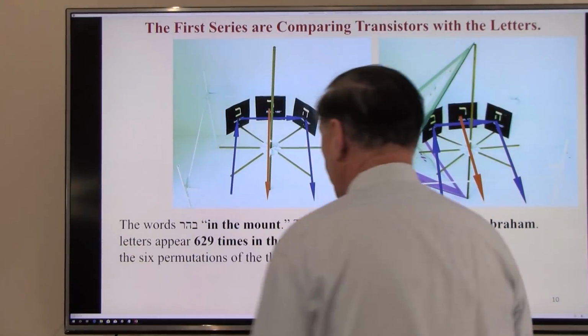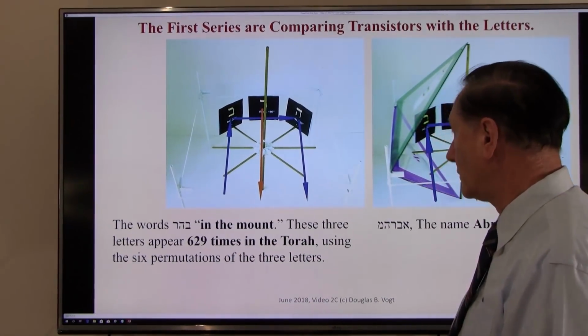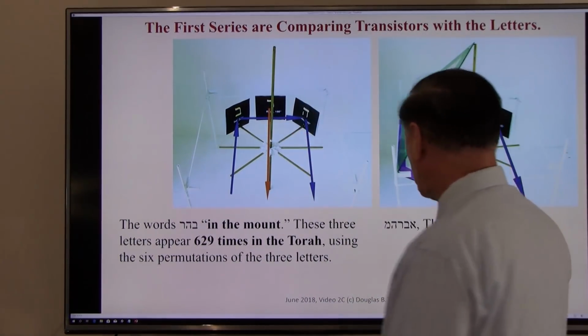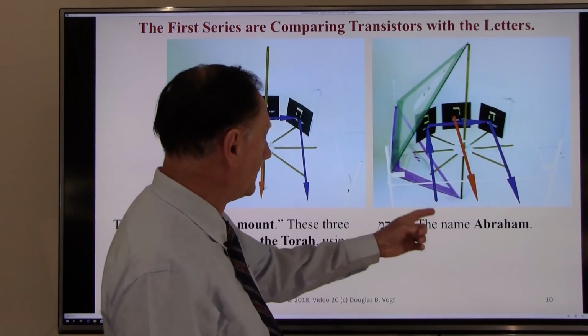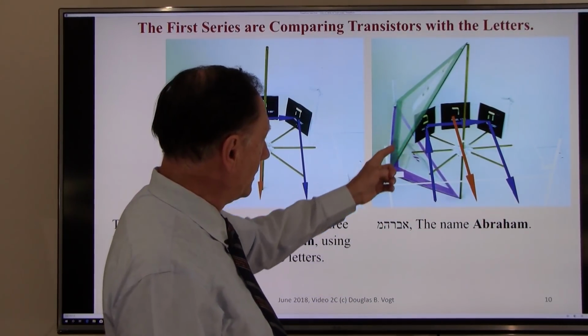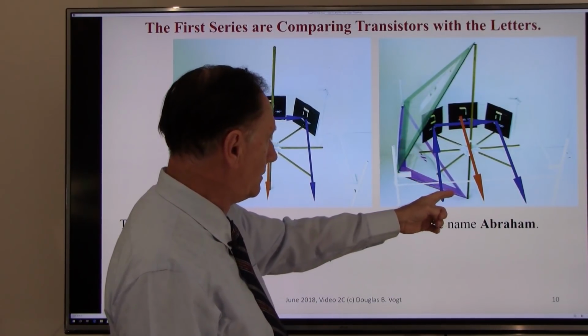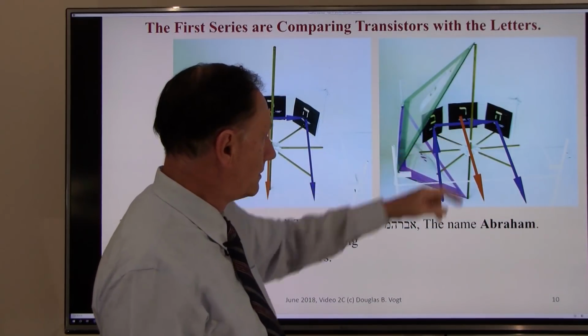Okay, this is the word in the mount. It shows 629 times in the Torah. Very organized. Again, the same thing. This is the word for Abraham. It has a transmission dimension, and it has one that's inside the computer itself. Same letters.